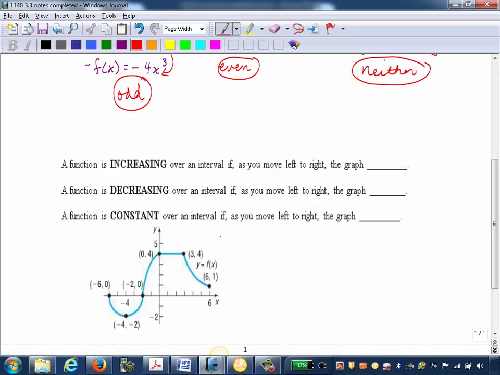A function is increasing over an interval if, as you move left to right, the graph rises. A function is decreasing over an interval if, as you move left to right, the graph falls. A function is constant over an interval if, as you move left to right, the graph remains horizontal.